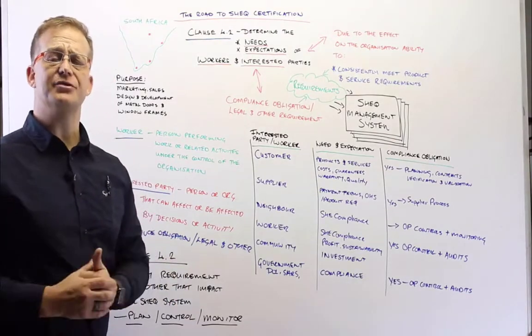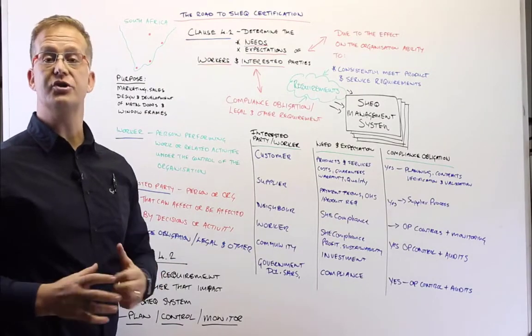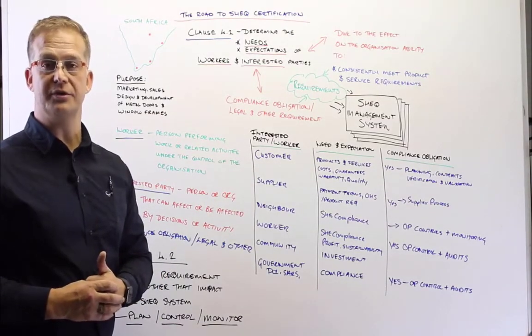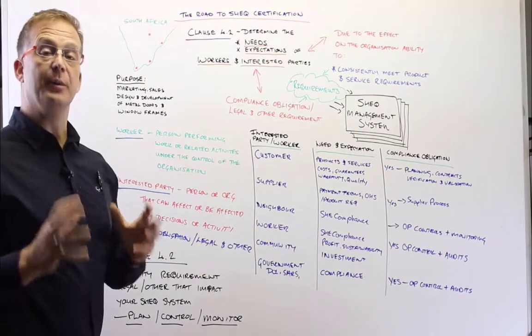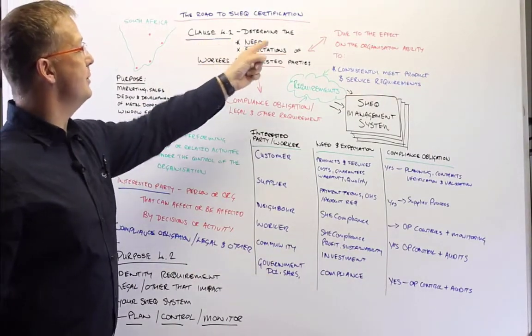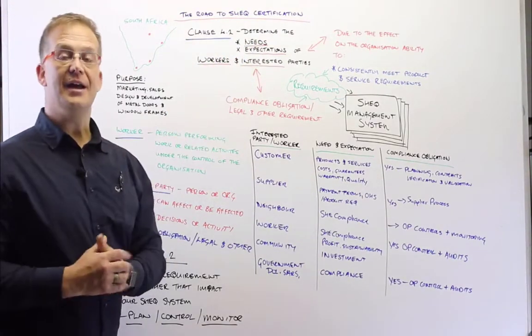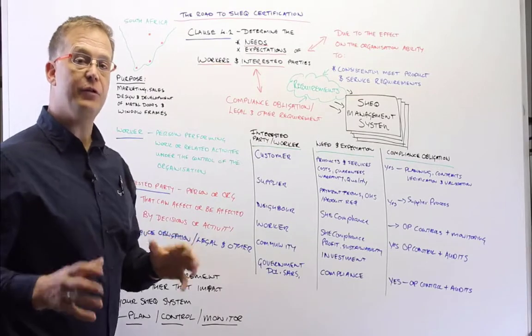We've taken many clients through to certification against a wide variety of management systems, and in this video we want to share some of the tools and tips that we've learned over the past couple of years. We're going to be looking at clause 4.2, which requires you to determine the needs and expectations of workers and interested parties. So we have a few examples here.